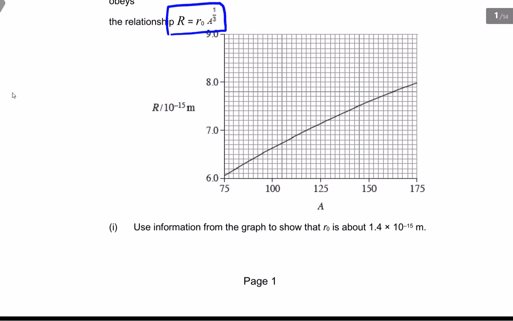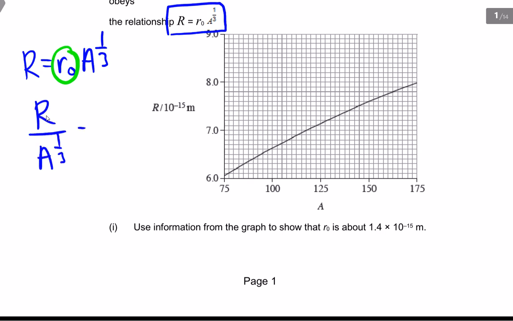Okay, so we're going to use this equation here, R equals R naught A to the 1/3. If we're looking for R naught, we need to rearrange that. Okay, circle, that's what we want. To rearrange that's quite simple. We're just going to divide both sides by A to the 1/3. So we're doing this quite explicitly. A to the 1/3 over A to the 1/3 cancels out, gives us 1. So we end up with R naught equals R over A to the 1/3.